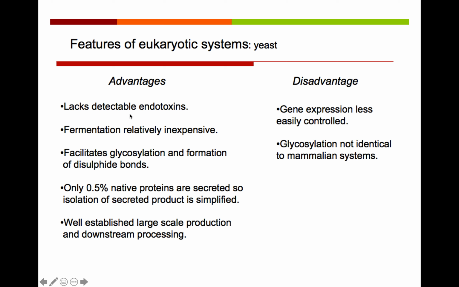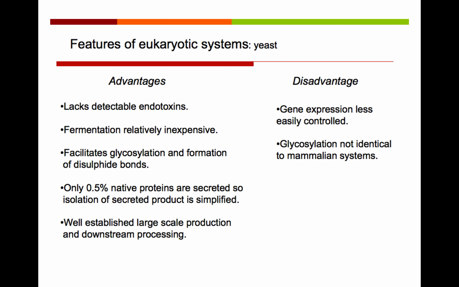For the eukaryotic systems, we're going to take a look at yeast. The advantage is that it lacks detectable endotoxins. Fermentation is relatively inexpensive if you know how to tweak it. It facilitates glycosylation and formation of disulfide bonds. Glycosylation is one form of PTM, or post-translational modification, and formation of disulfide bonds is quite crucial for the protein to be compact. Only 0.5% of native proteins are secreted, so isolation of the secreted product is simplified, which means that it doesn't deviate that much, with a higher mutation occurrence not expected. And it is well established in large scale production and downstream processing.